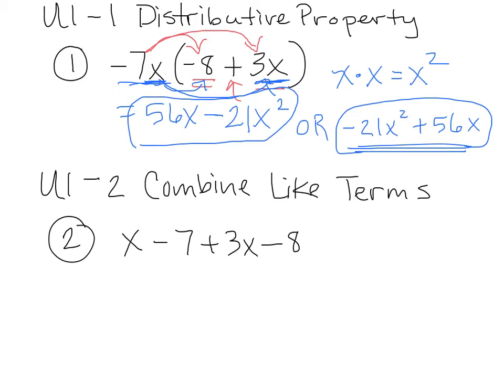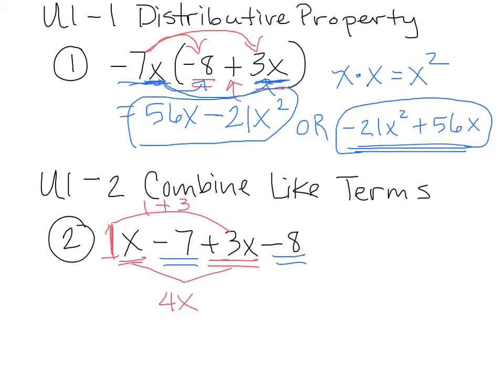To be a like term, it has to have the same variable raised to the same exponent. So, this is x to the first power, this is x to the first power. This negative 7, we call it a constant because there's no variable, and negative 8 is a constant, no variable. And so now we combine those. Usually we're going to combine the largest exponent terms first. So when we put these together, this is like a positive 1, right, when it's just x by itself. So it's 1 plus 3 is 4x.